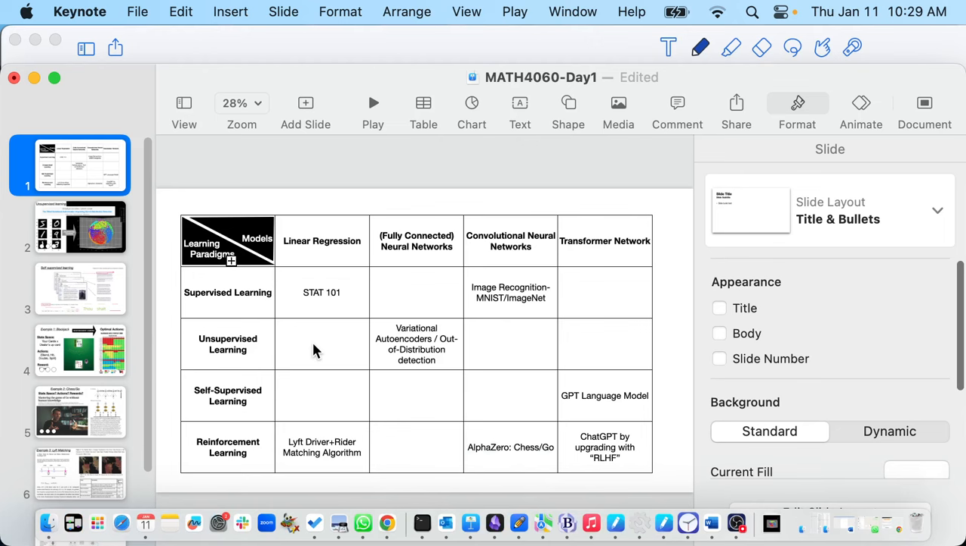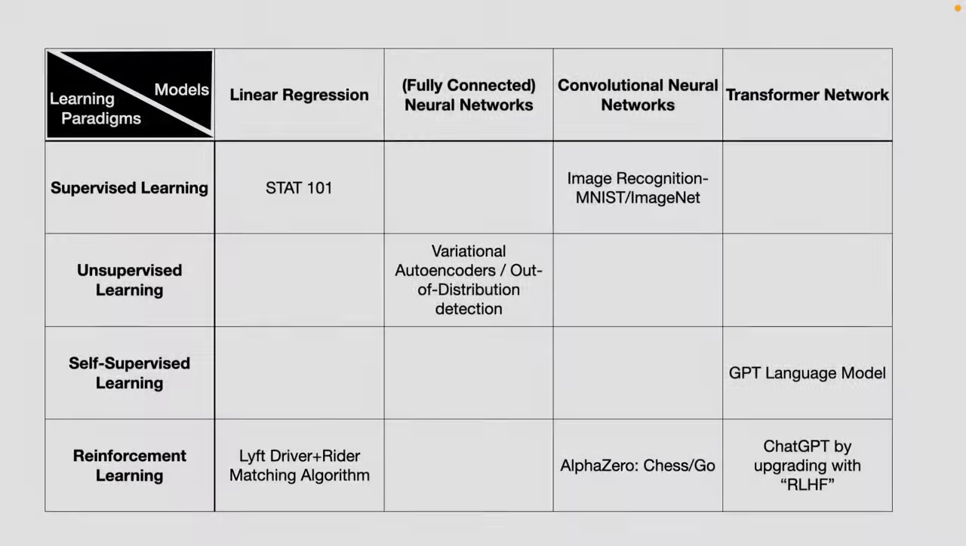So these are three real examples from real papers. One is how Lyft matches drivers to riders. When you call on Lyft and say you want to go somewhere, Lyft has a big database and a big server that matches you up with a driver. There's a bunch of people looking for rides at the same time, and a bunch of drivers. How does it figure out who to send to what? The other example is AlphaZero, a program that plays chess and Go really well.